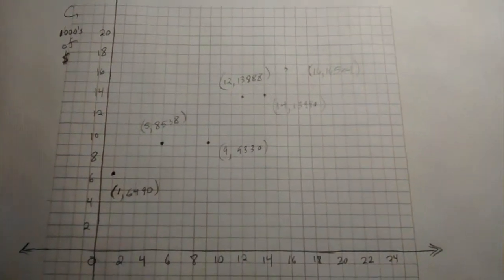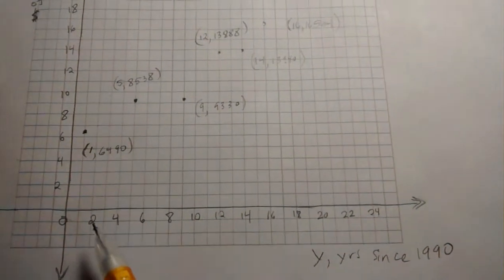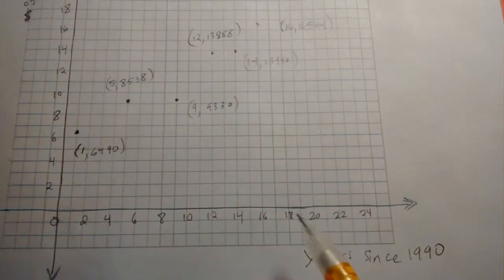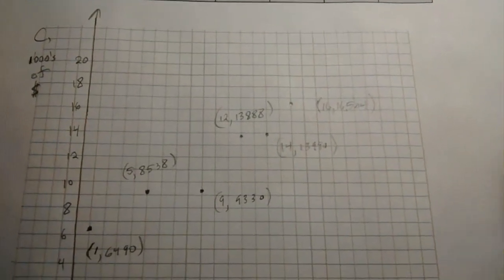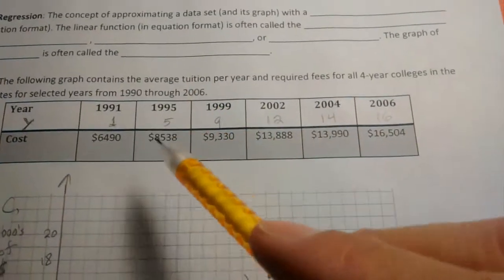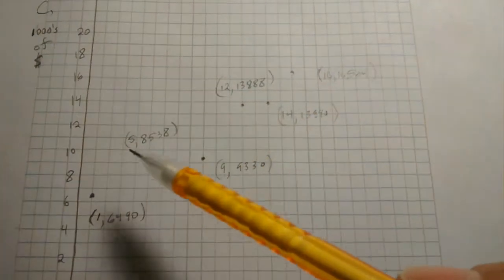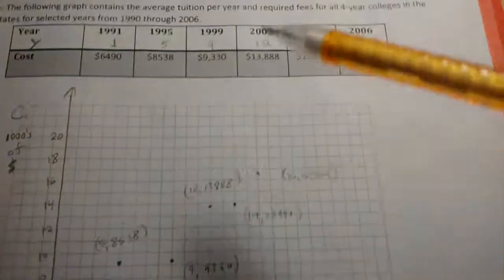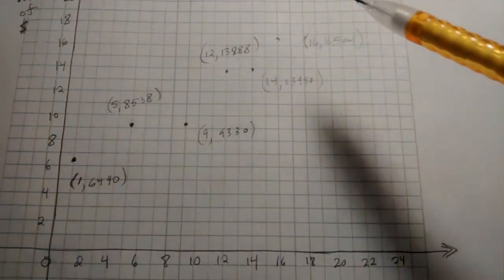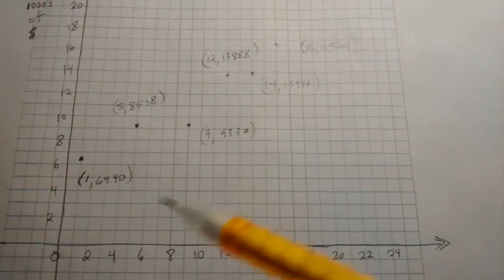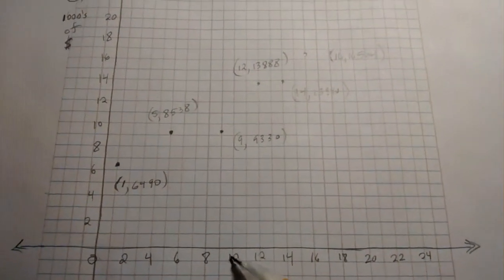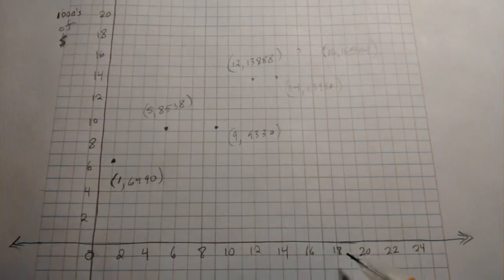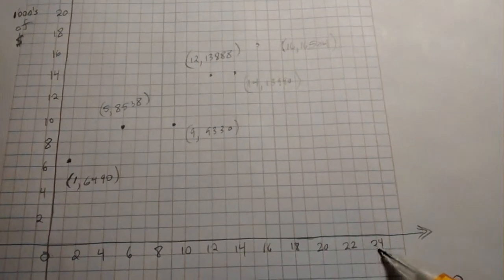Here's the graph of the information here, with number of years since 1990 along this axis, and cost in thousands of dollars along the vertical axis. So there's a snapshot of that information given what we were given. So here's a question that we're going to ask you in this section. So that's starting in 1990. 10 years would be 2000, 2010, 2014.